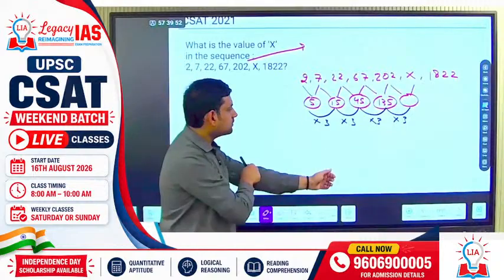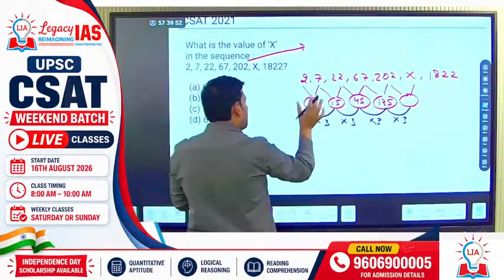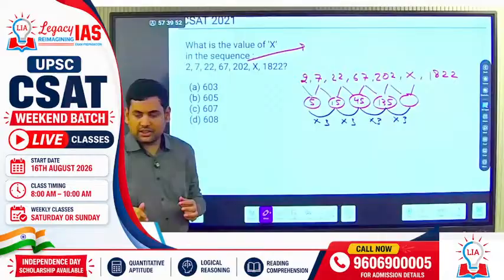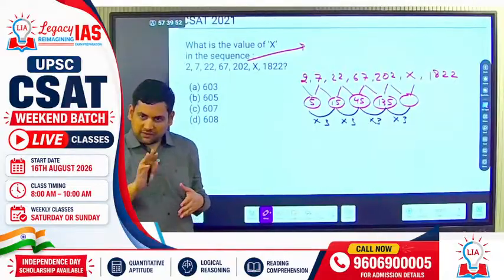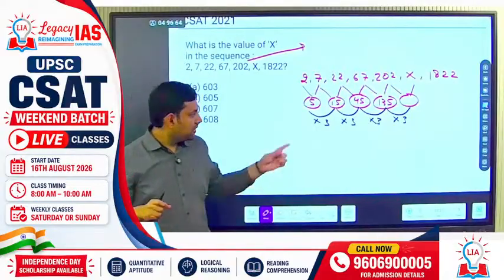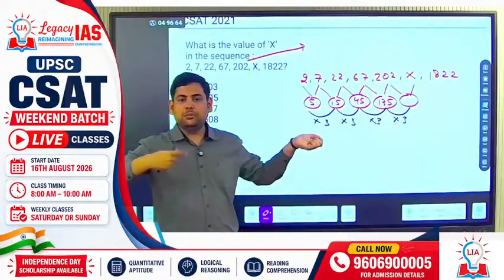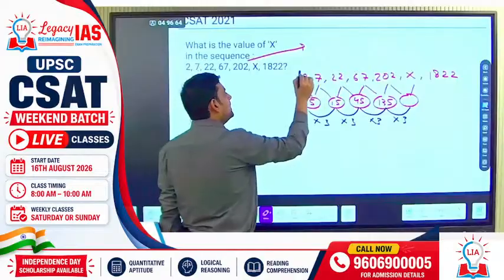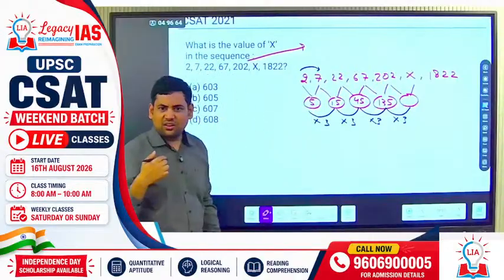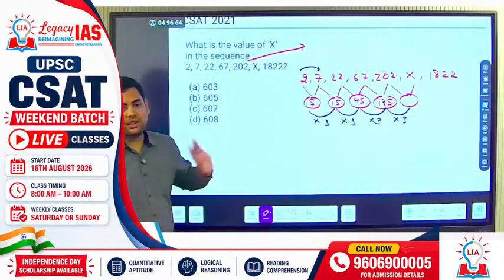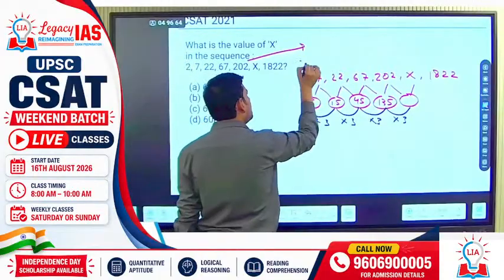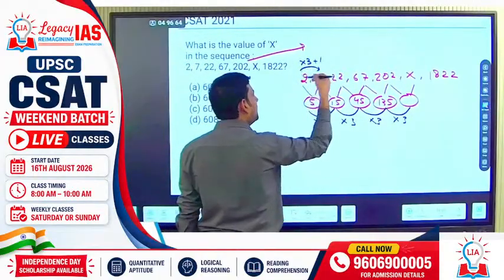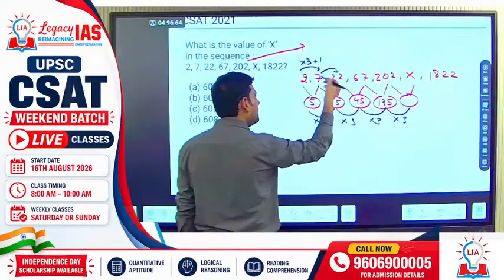Correct? Now, what you understand from here is basically this is not a step form direct question, but from here you get a hint that maybe it is multiplication by 3. That is the series. So you start from 2, you multiply it with 3, what you get? 6. 6 plus 1 is 7. So you get that maybe the series is into 3 plus 1. Then you try this hypothesis in the next term also.